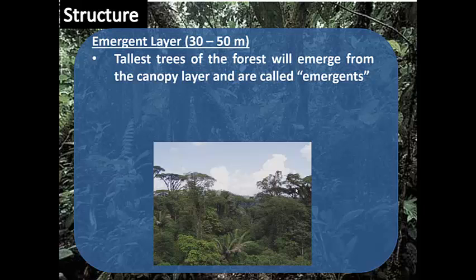The topmost layer of the tropical rainforest consists of the tallest trees of the forest, which emerge from the canopy layer. These are known as the emergents. Look at the picture. Can you spot the emergent and the canopy layer? Let me give you 5 seconds to identify it.